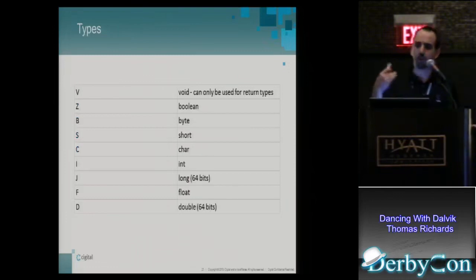When you're going through the different methods and variables, there will also be types that will be assigned to them as you're looking at the code. So here's just a table showing all the different types and what they're represented as. Voids are V, booleans are Z's, bytes are B's, shorts are S's, chars are C's, ints are I's, etc.